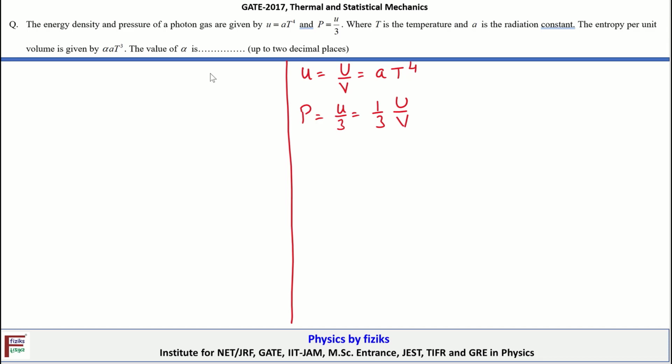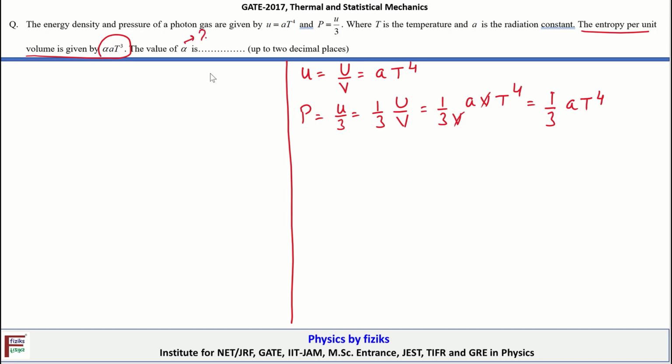If we substitute the value of capital U from the above relationship, that is equal to 1 by 3 V, and capital U will be equal to a V T4. So V and V will cancel with each other, so the pressure is equal to 1 by 3 a T4. Now we are given an expression for the entropy per unit volume, that is alpha a T cubed. We have to find the value of alpha.